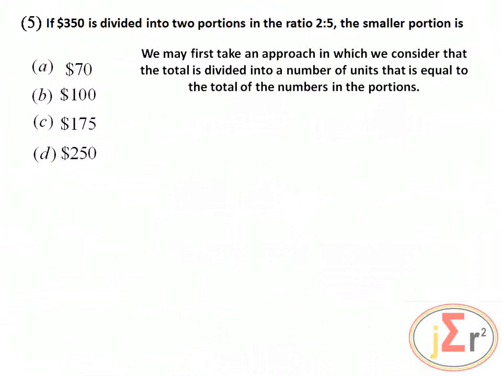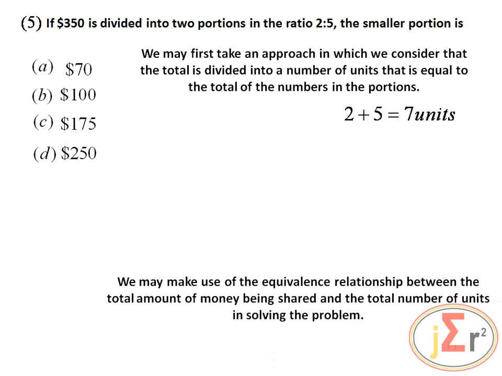If $350 is divided into 2 portions in the ratio 2 to 5, the smaller portion is what we are attempting to find. We may first take an approach in which we consider that the total is divided into a number of units that is equal to the total of the numbers in the portions. So 2 plus 5, we have 7 units.